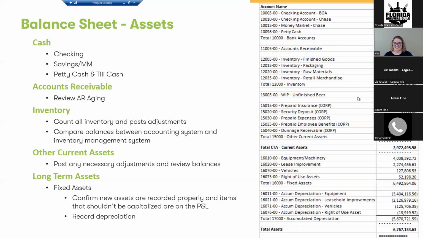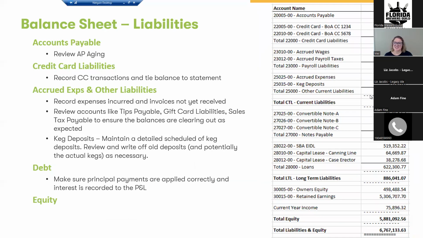Okay, liabilities. The last part is pretty quick. So the heavy hitter there was inventory. So similar, we'll move right into our liabilities with accounts payable, very similar to AR. Pull your aging schedule and just review it.